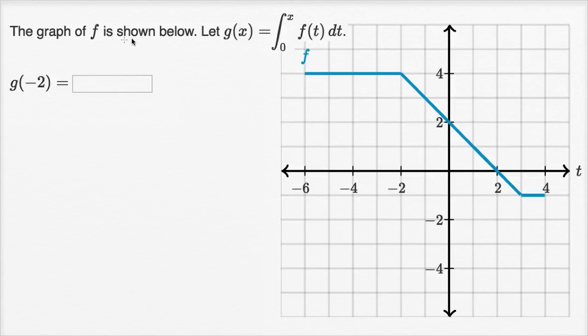The graph of f is shown below. Let g of x be equal to the definite integral from 0 to x of f of t dt. Now, at first, when you see this, you're like, wow, this is strange. I have a function that is being defined by an integral, a definite integral, but one of its bounds is x. And you should just say, well, this is okay.